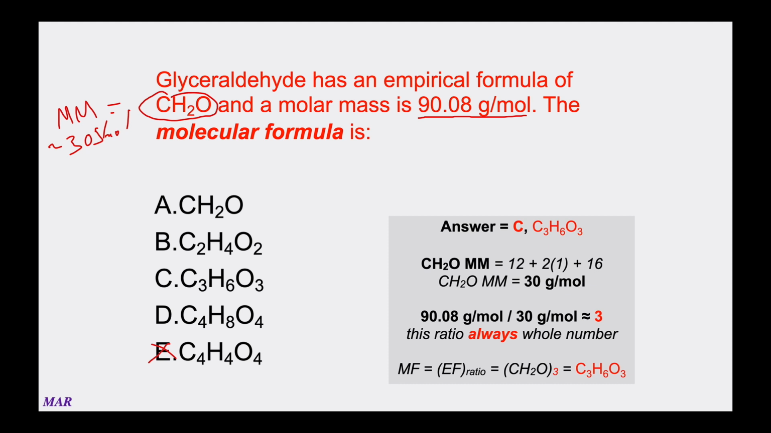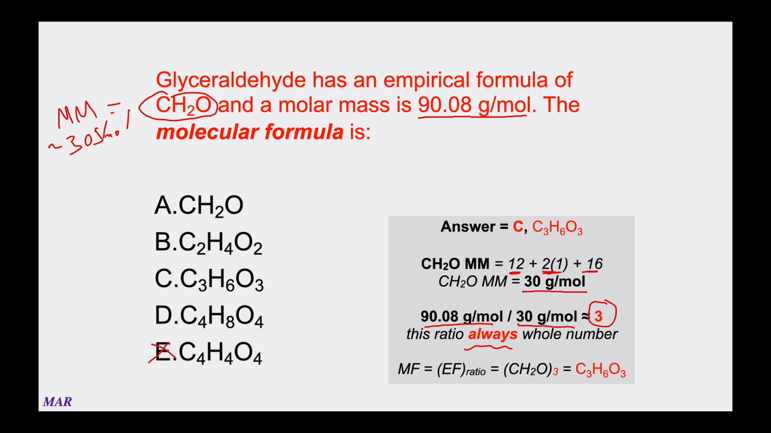So let's go back and look at it. This number, 30 grams per mole, which is what I used here too, is the molar mass of the empirical formula of CH2O. There's the C, there's the 2 hydrogens, and there's the oxygen. The molar mass of the whole thing, 90.08, divided by the molar mass of the empirical formula will always give you a whole number. And that's why it's okay to be a little cheesy here. So this ratio is pretty gosh darn close to 3.